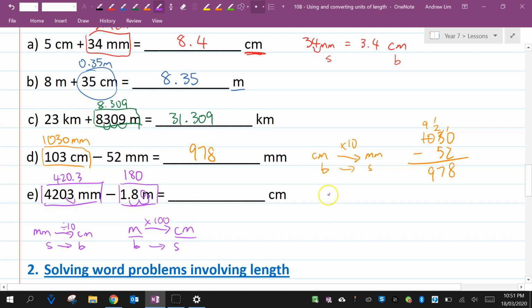1, 2. So I've got 180. So I've got 420.3 centimeters minus 180 centimeters gives us 240.3. Okay, so what I did here was I converted both of these units to centimeters, because you can only add or subtract when they're in the same units, because the answer I want states that it needs to be in centimeters.